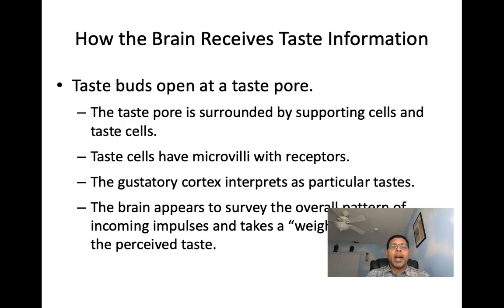So next here, we can see how the brain receives taste information. Taste buds are going to open at a taste pore, we'll be able to see in a few minutes. And the taste pore is going to be surrounded by supporting cells and taste cells. The taste cells have microvilli with receptors. The gustatory cortex will interpret particular tastes. The brain appears to survey the overall pattern of the incoming signals and then takes a weighted average of the perceived taste. And then we perceive our taste.